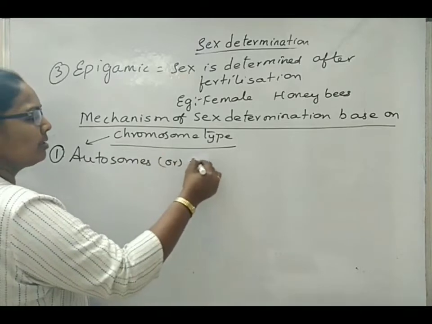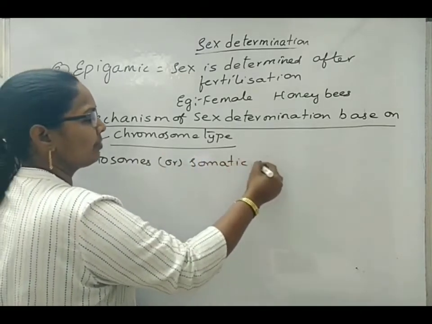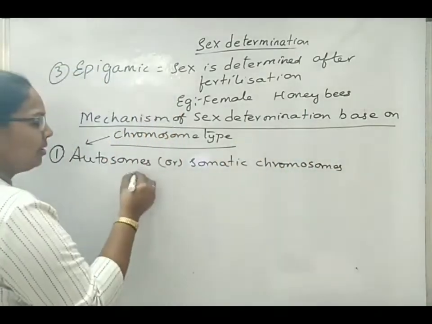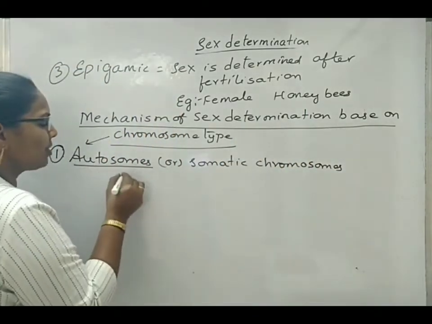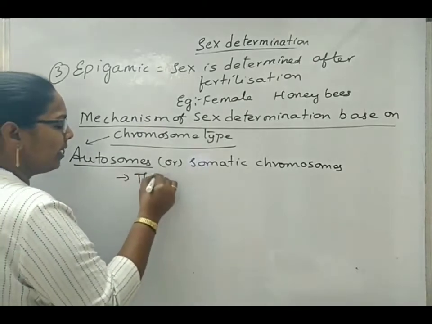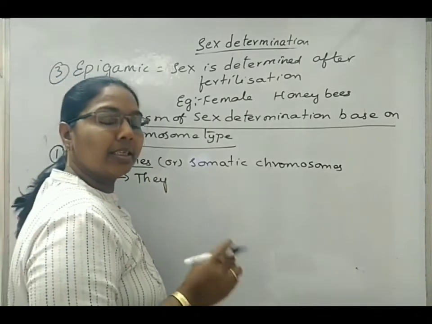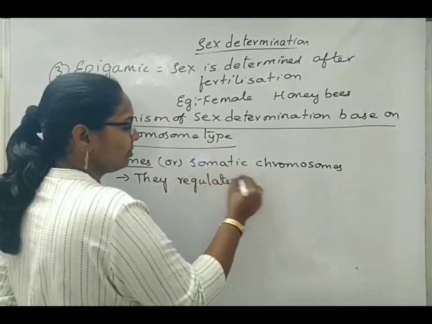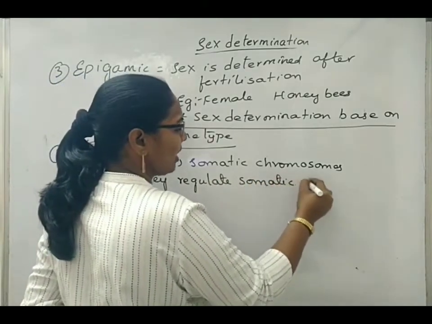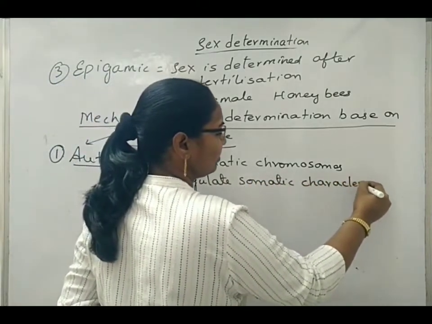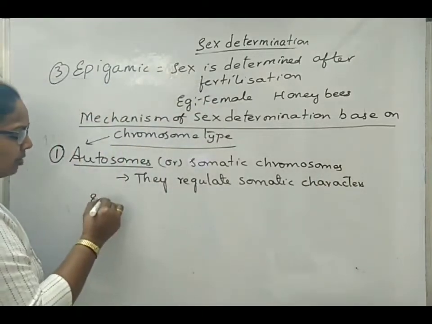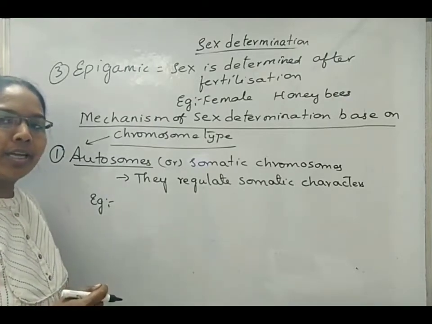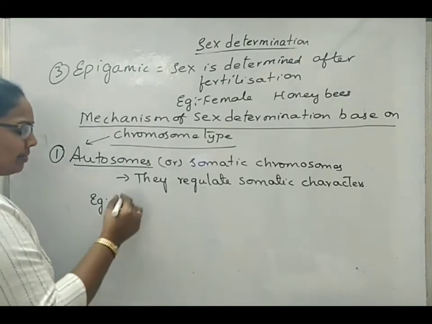Autosomes are also called somatic chromosomes. What is the function done by these autosomes? They regulate somatic characteristic features, somatic characters. If you ask what somatic characters are, they mean the physical appearance of the organism, the height of the organism, etc.